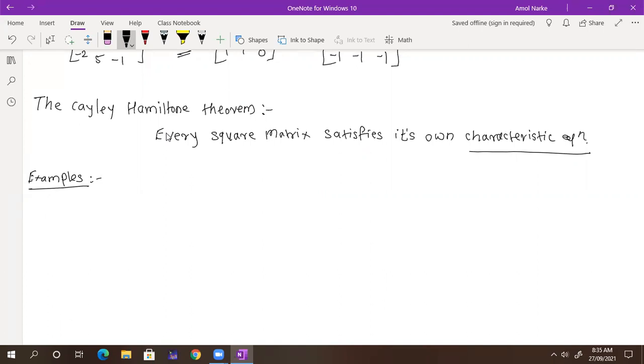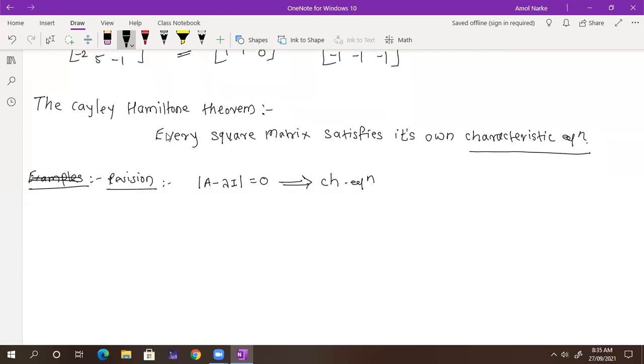Okay, so let's revise first. When the determinant of the square matrix A minus lambda I is equal to 0, that equation is called your characteristic equation. So you put the values of A, I is the corresponding identity matrix, and you find that determinant. Whatever you get is the characteristic equation.